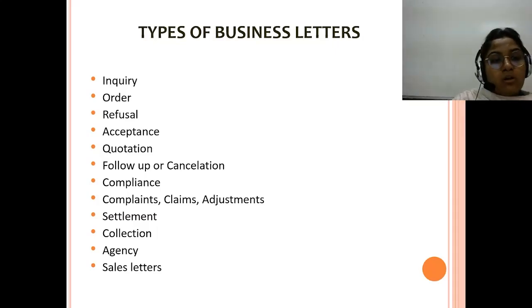Next comes cost. What is the cost? Some letters include information about the price of the product or services, especially if the buyer is a current customer. It can be included if the cost was already discussed in a previous meeting as well.